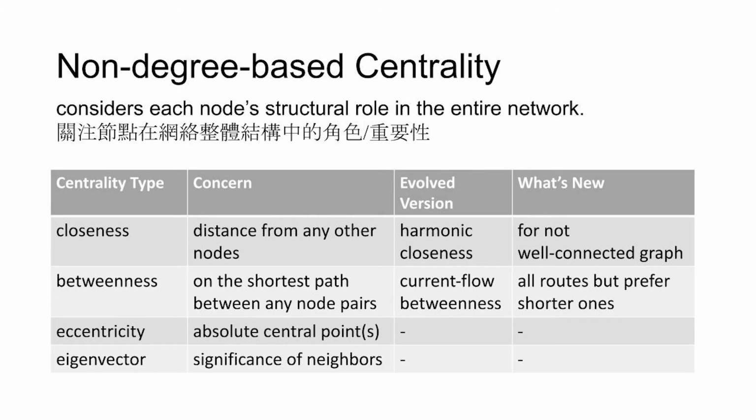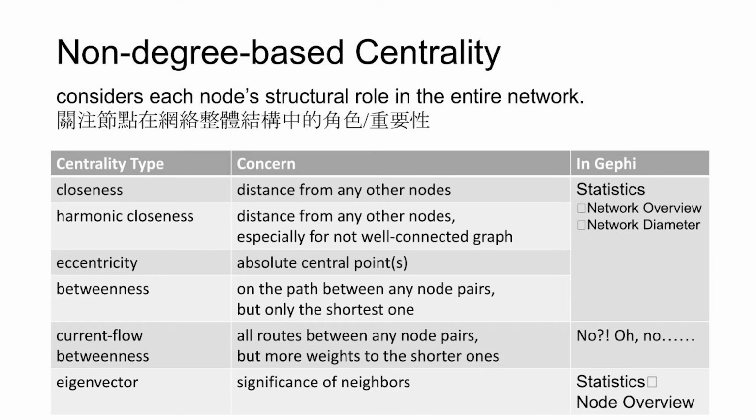And then, as I said, non-degree-based centrality considers the structural role in the entire network. So we have this kind. Closeness centrality considers the distance from any other nodes in the graph, and betweenness centrality concerns to what extent a node lies on the shortest path between other nodes. And eccentricity tries to find which one or which ones are the absolute central nodes in the network. And eigenvector is very interesting. It cares about how important their neighbors are.